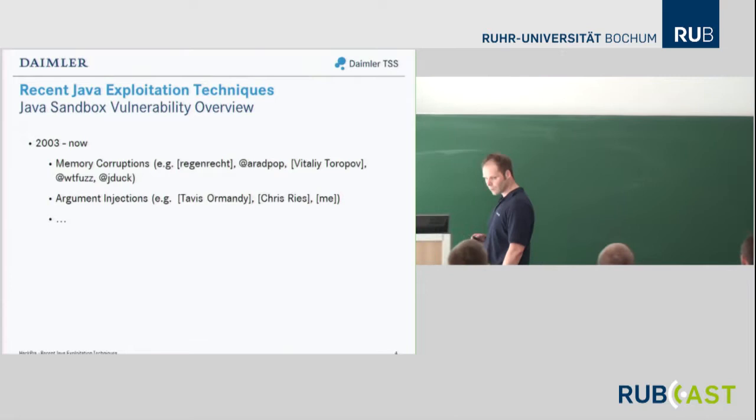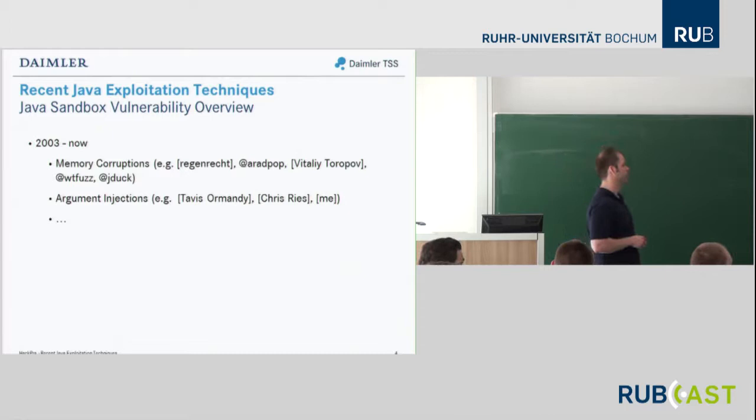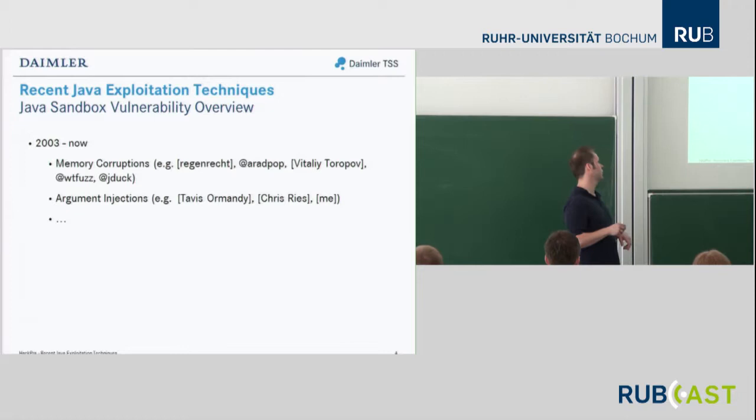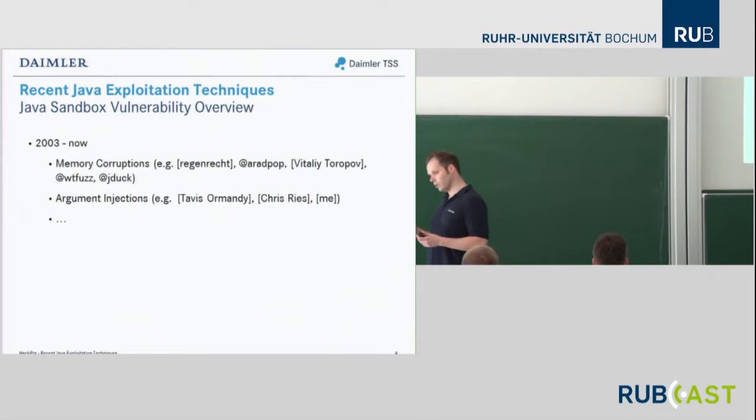There were a lot of argument injections in the Java JRE. I think the most known one is the one from Tavis, by adding this alt JVM property. Chris Rees found a lot of vulnerabilities by using argument injections, especially in WebStart. And he was also working with the Zero Day Initiative, and I also found a vulnerability based on argument injection, also in WebStart, and also working with ZDI.